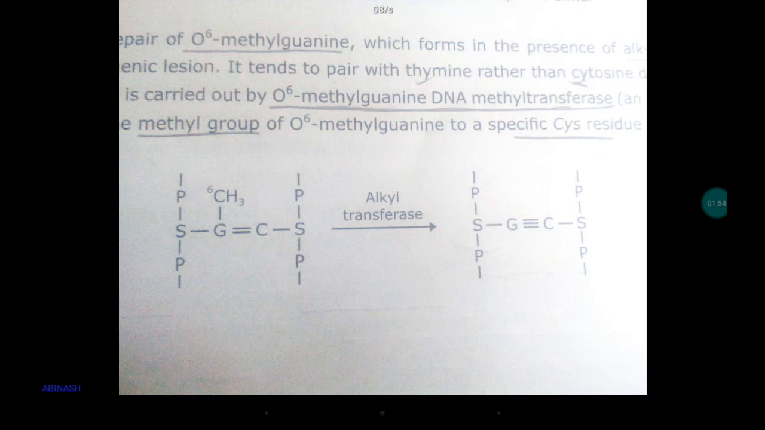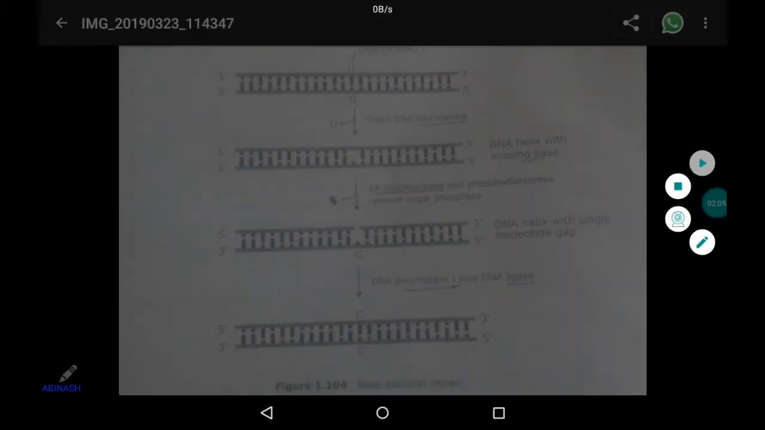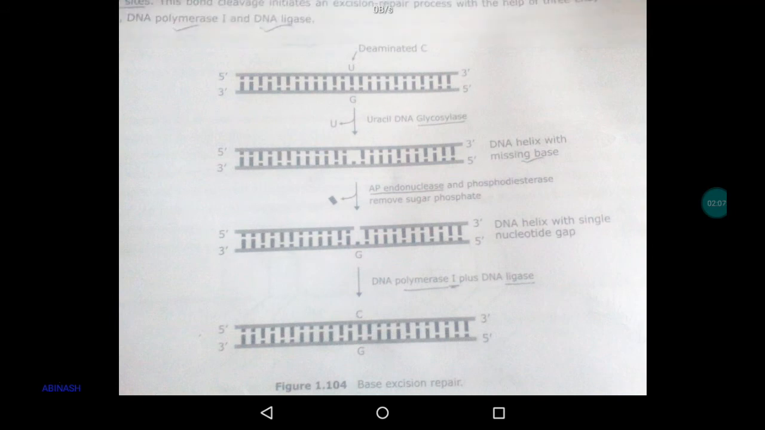The next one is the excision repair system. The excision repair system involves two types: one is base excision repair, and the other is nucleotide excision repair. Here is the diagram which shows the base excision repair system.